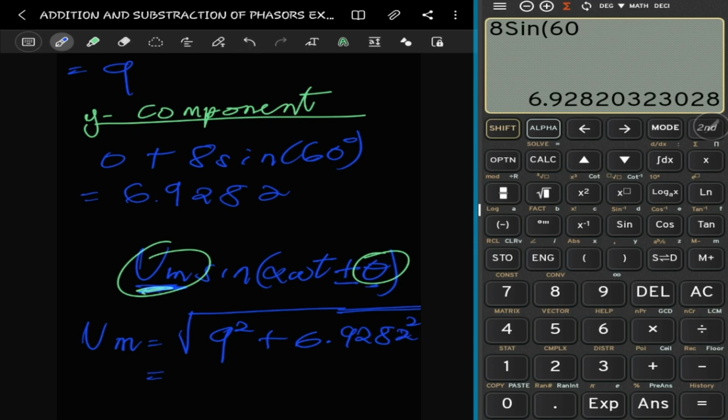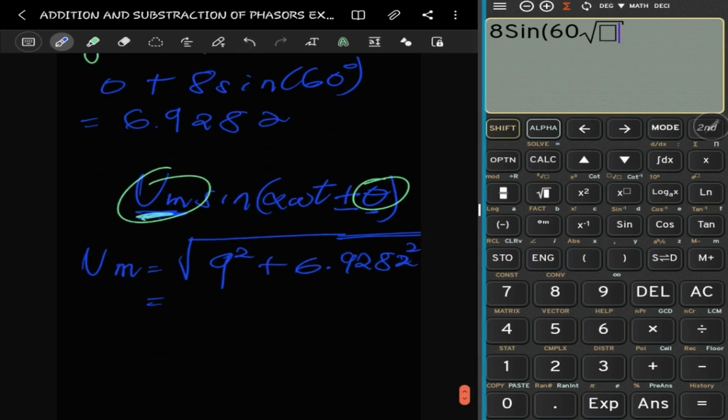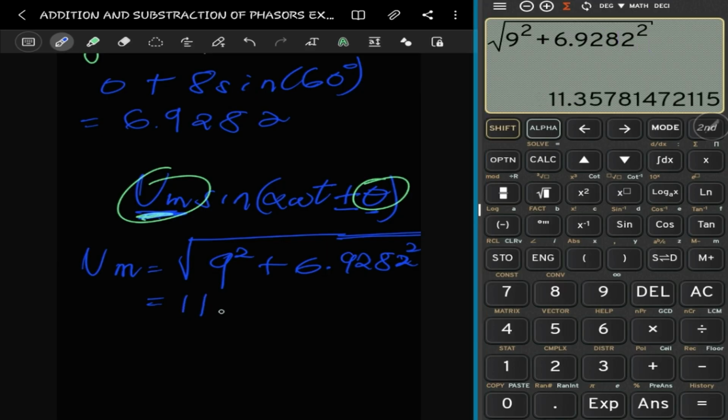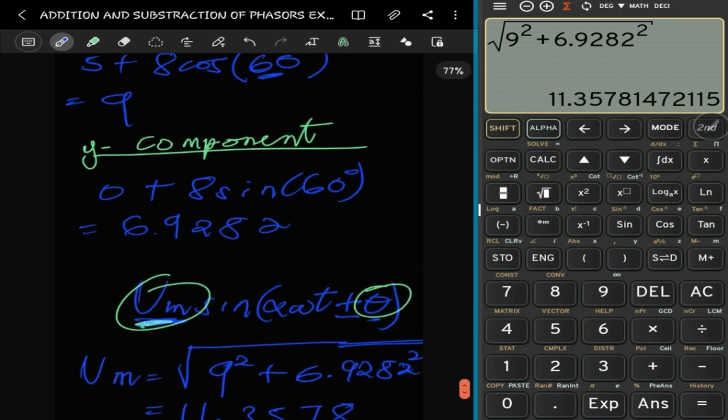Right, so let's see what we have over here. So you have the square root of 9 squared plus 6.9282 squared. And that gives us 11.3578 to 4 decimal places. Right. So now we need the phase angle.